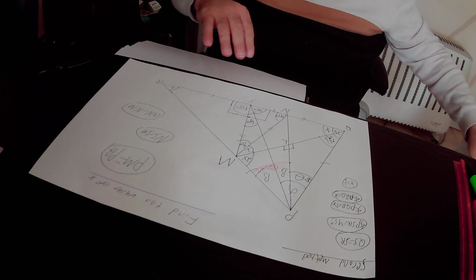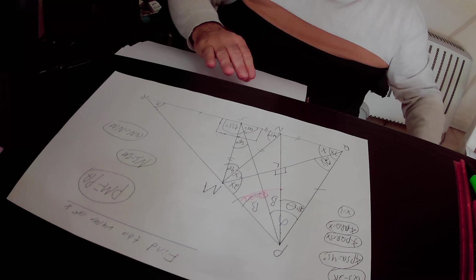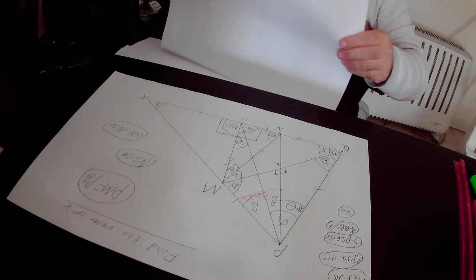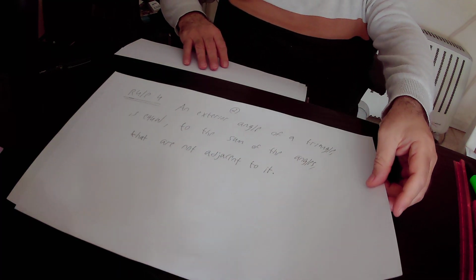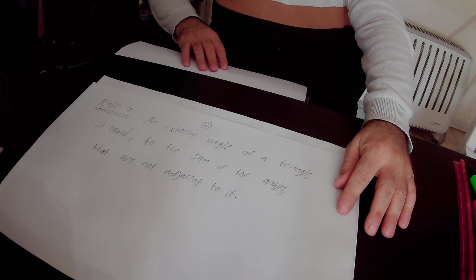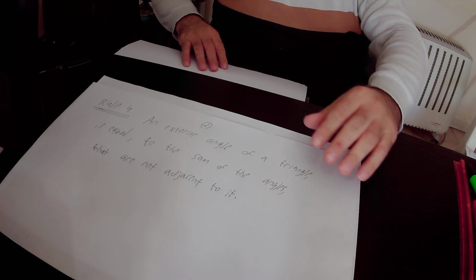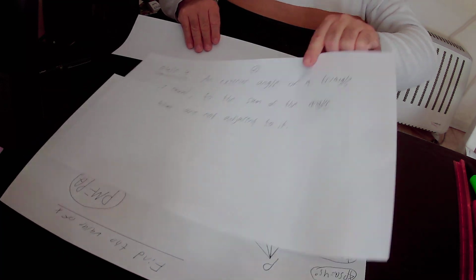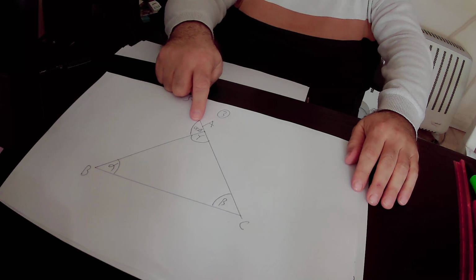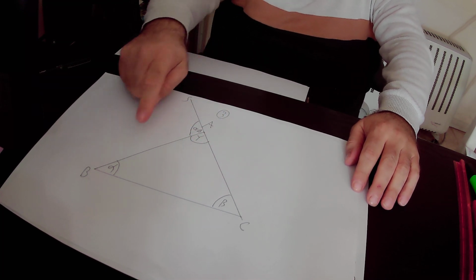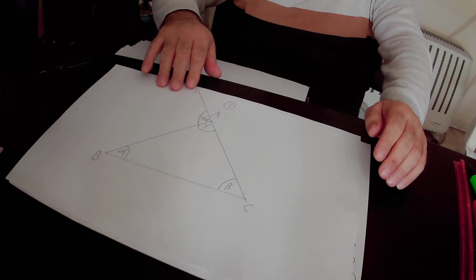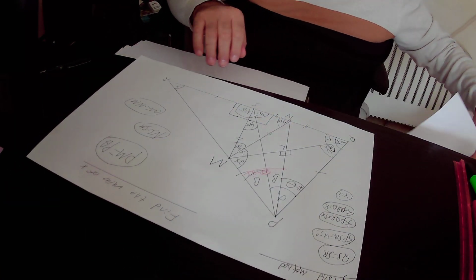Then we did the construction that I talked about, and we have rule number 4 that an external angle of a triangle is equal to the sum of the angles that are not adjacent to it. That is to say, the external angle SAB equals alpha plus beta, because alpha and beta are the two angles that are not adjacent to angle SAB. So we can implement rule number 4 in our drawing.